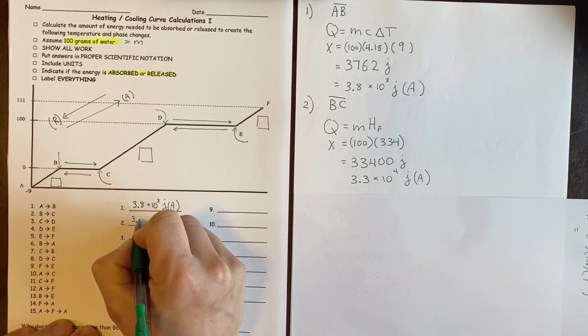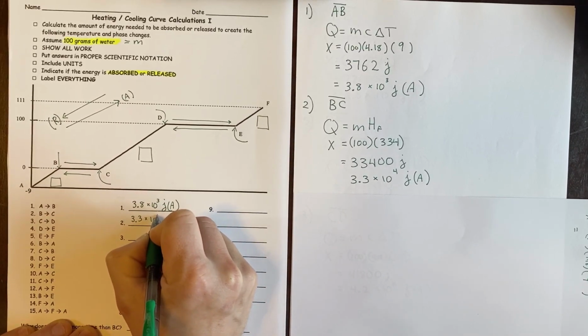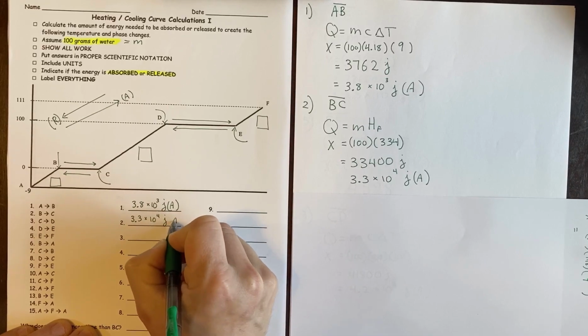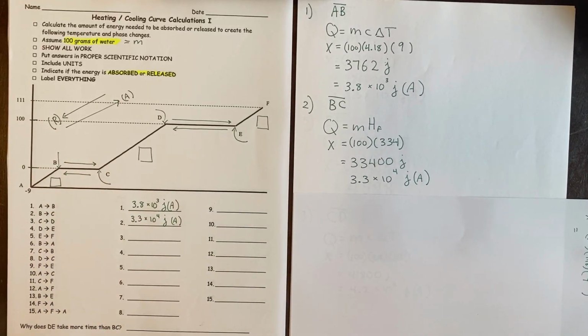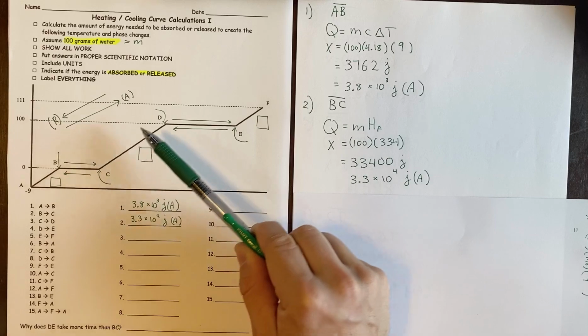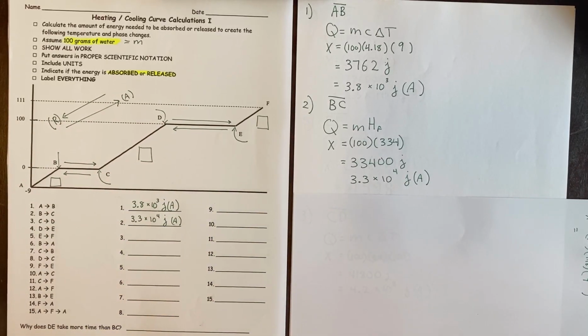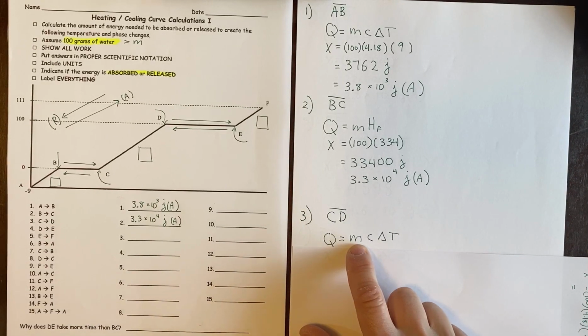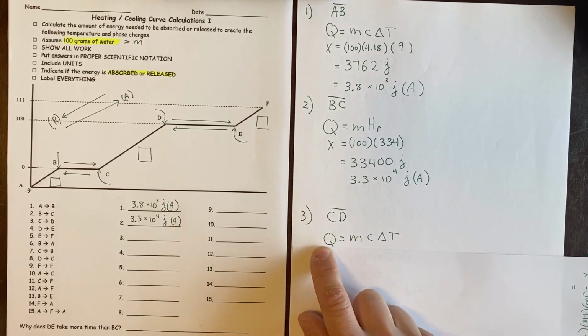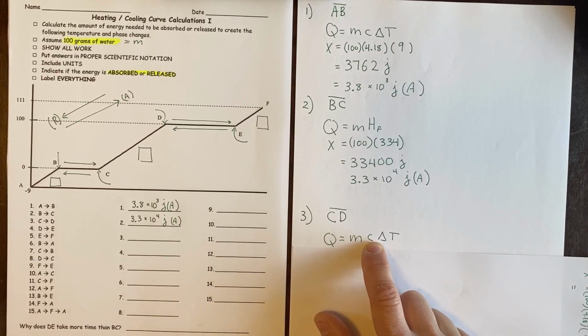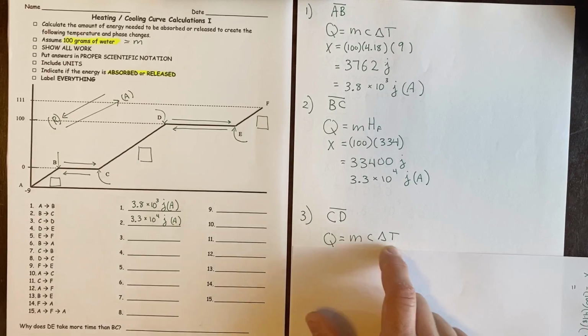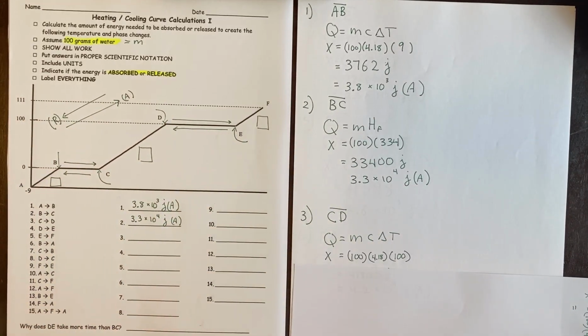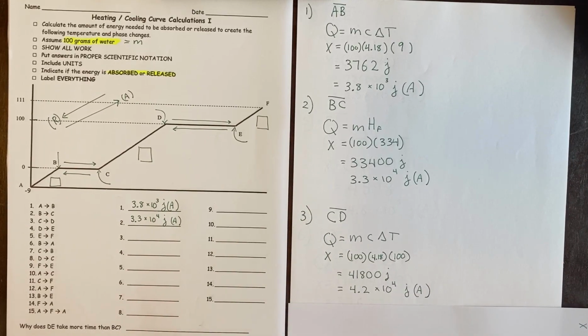It's going to look like that. Number 3, what's happening during CD? Well, that is another temperature change because we're on an angle. So my formula, Q equals MC delta T. Again, M is 100, Q is what we want. The C value for water is 4.18. My delta T is much bigger now. My delta T is from 0 to 100, so in this case it's 100. So there's our number, 41,800 joules. Put it in scientific notation and round it.